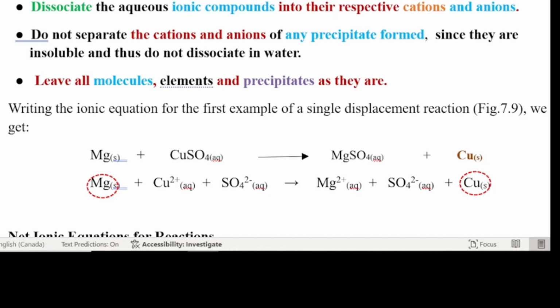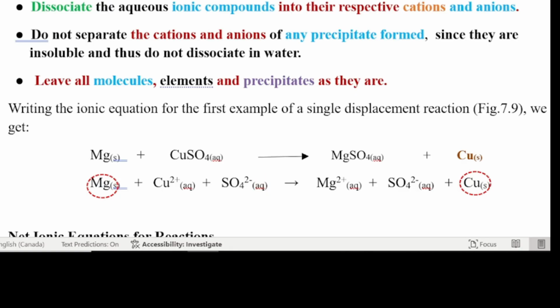When you want to make the ionic equation, inspect the equation now and see which ions are common on both sides. Here we can see we get sulfate here and sulfate there. Only sulfate ions are common. These guys are not involved in the reaction. They're called spectator ions, right?